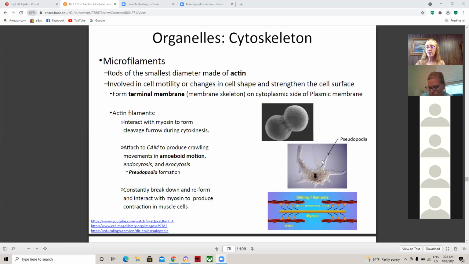Microfilaments are also involved in endocytosis and exocytosis. Remember, that requires the deformation of the plasma membrane.